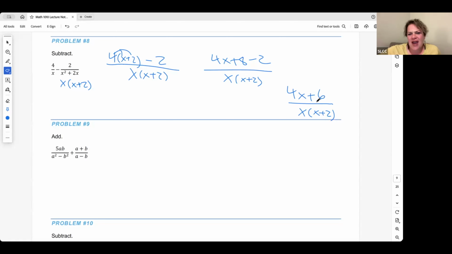Now, we could factor out a 2 and get 2x plus 3, but there's no other pieces in the denominator that could divide with that, so we don't need to worry about doing that. If you could factor something out and get an x plus 2, you want to do that so that you can simplify the x plus 2's.